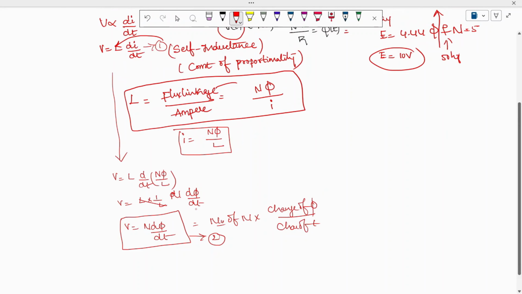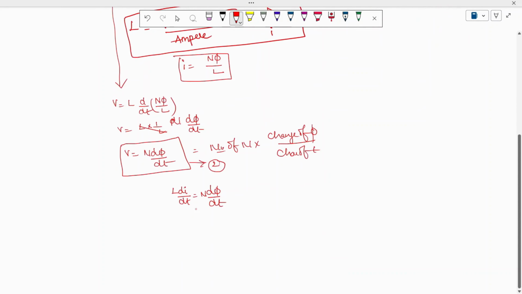The first equation gives V equal to L di by dt, and that is equal to N d phi by dt. So now we can compare both the equations. When you compare both the equations, dt gets cancelled, and we can write L is equal to N change of flux divided by change of current.